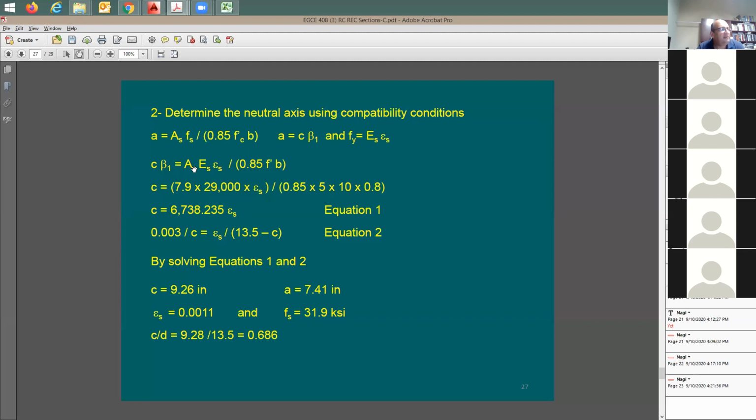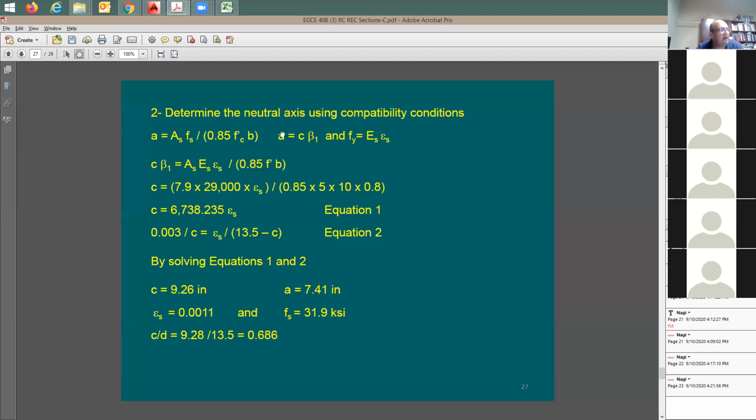So I'm going to say here, here's the first term, As, Es, epsilon s, I don't have it. And here's the 0.85, 5k psi, 10, and then this is going to be beta 1 coming from the other side, is going to be 0.8. Now, I was able to establish an equation for the relationship between c and epsilon s. And this is what I'm going to be calling equation 1. So in equation 1, I'm relating c to the strain in the steel. Now these are going to be my two unknowns. I started here with a, which is the same as c, right? The difference is, a is going to be equal to c times beta 1.